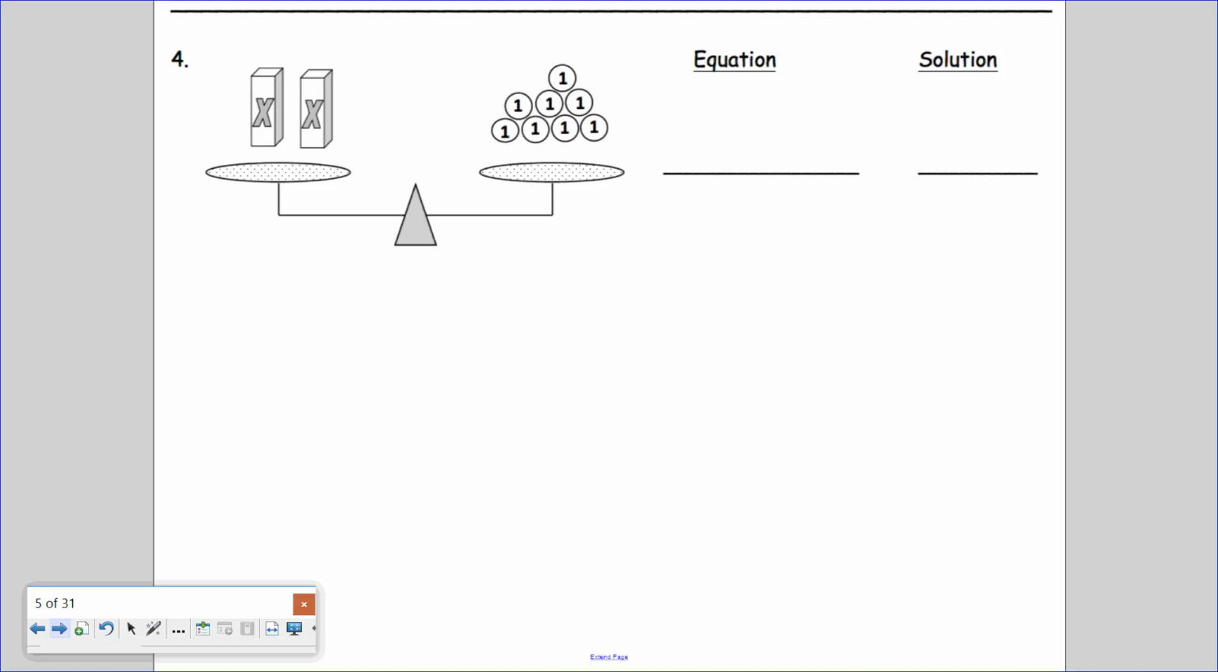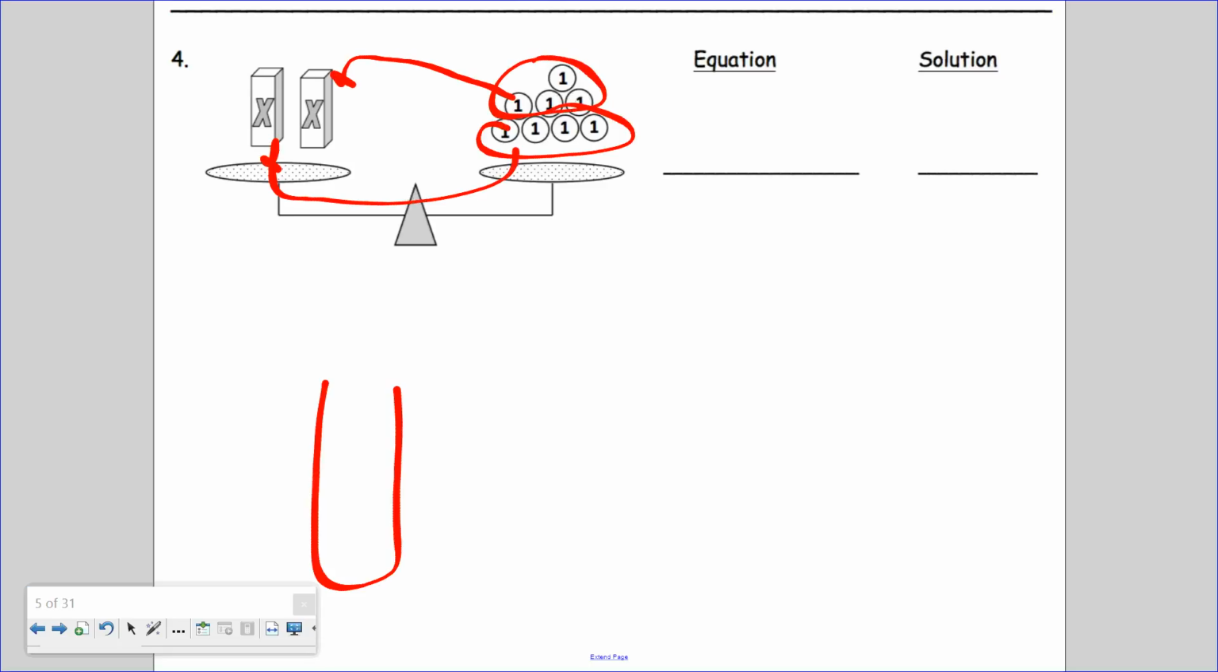And last but not least, we have 2 x's. It is equal to 8. So how many 1s go to each x? Well, we can divide it into 2 groups. So x is equal to 4.